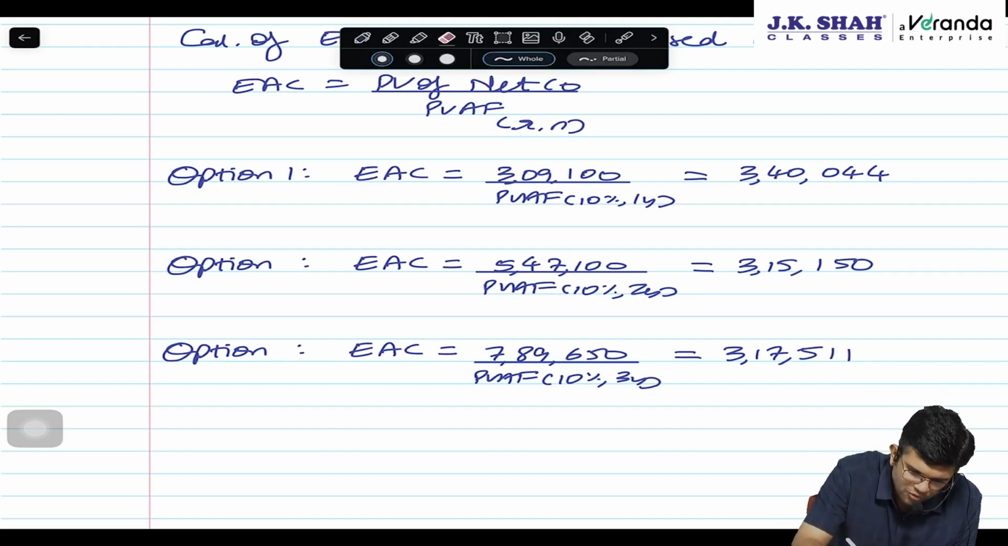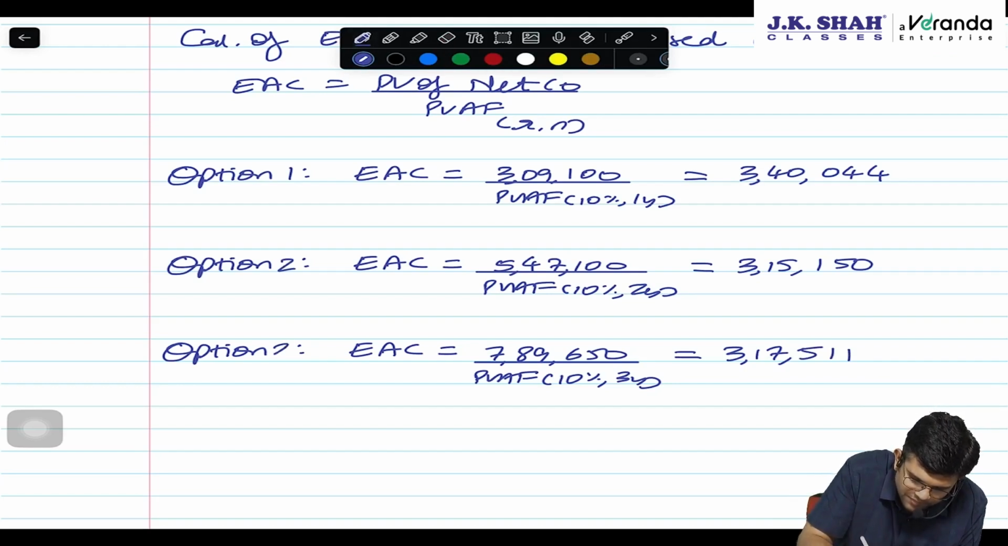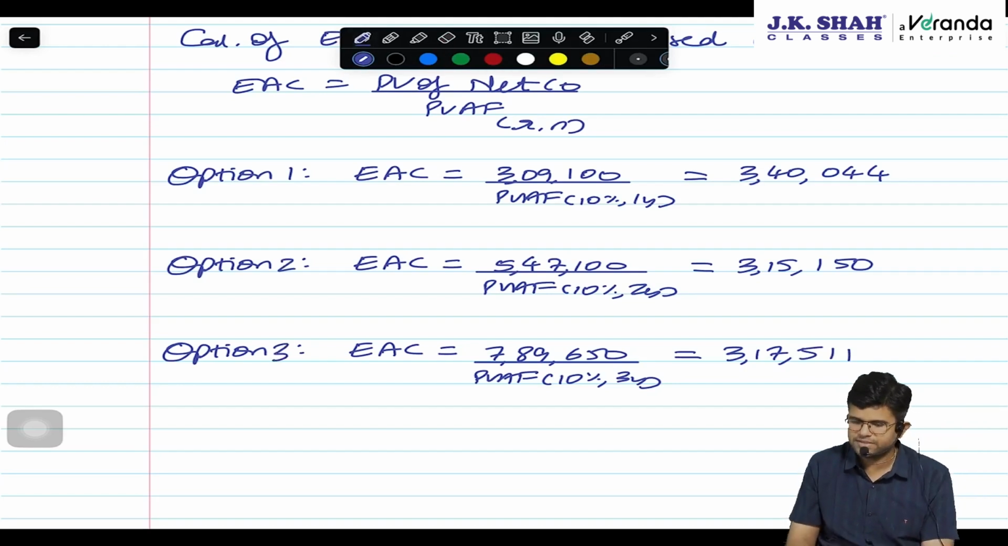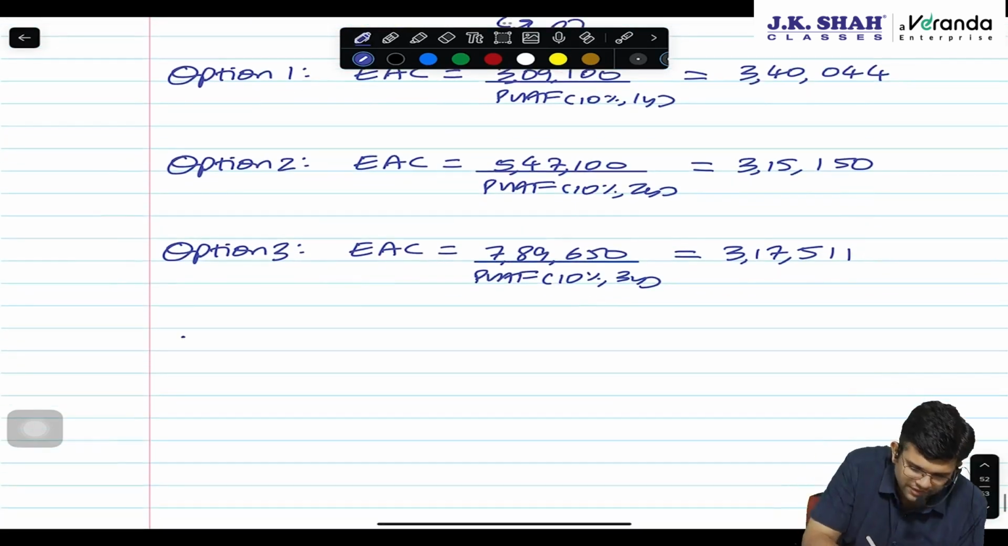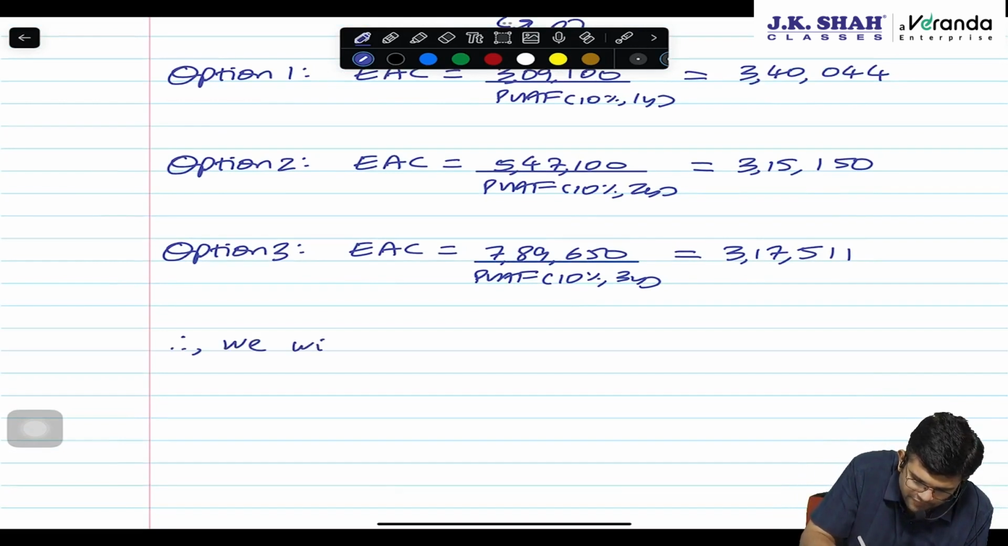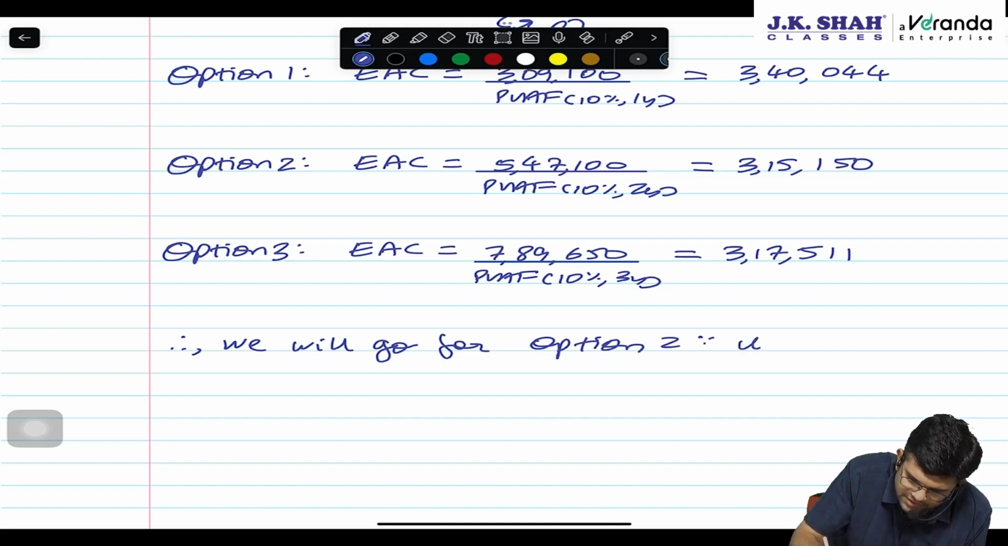So now you can compare these 3 options because these are on a per annum basis. And on per annum basis, option 2, that is replaced within 2 years, is the cheaper option. So therefore, we will go for option 2 since it is cheapest.